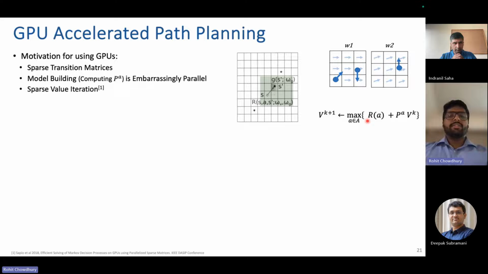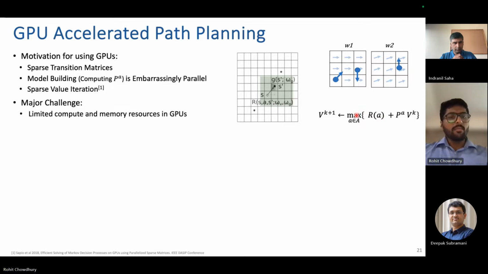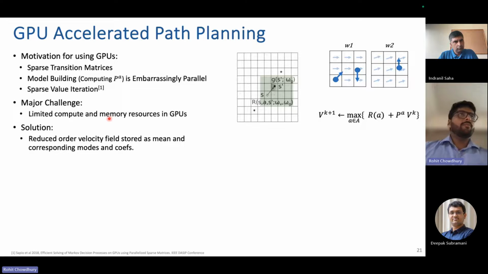And as far as the value iteration algorithm is concerned, there is a parallel version of it called sparse value iteration, which we tweak slightly to make it work for our purpose. The major challenge, although, is the fact that GPUs can come with limited memory and compute resources. And so a lot of work went into trying to handle these problems.